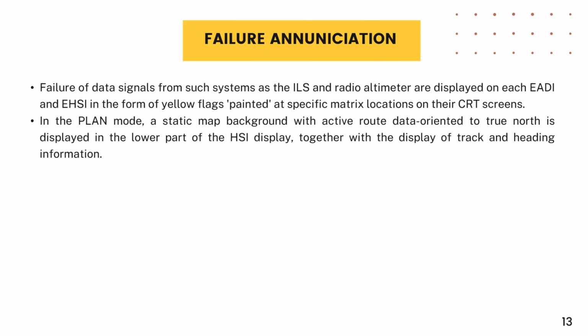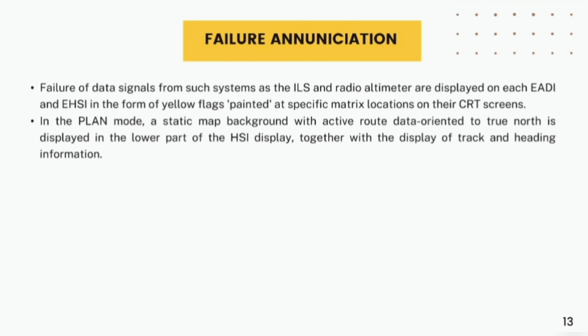Failure annunciation. Failure of data signals from such systems as the ILS and radio altimeter are displayed on each EADI and EHSI in the form of yellow flags painted at specific matrix locations on their CRT screen. In the plan mode, a static map background with active route data oriented to true north is displayed in the lower part of the HSI display together with the display of track and heading information.